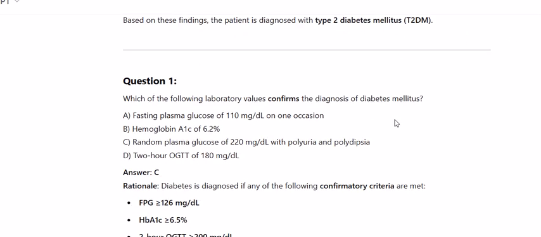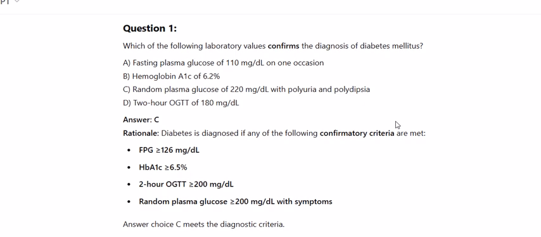Question 1. Which of the following laboratory values confirms the diagnosis of diabetes mellitus? A. Fasting plasma glucose of 110 mg per deciliter on one occasion. B. Hemoglobin A1c of 6.2 percent. C. Random plasma glucose of 220 mg per deciliter with polyuria and polydipsia. D. 2-hour OGTT of 180 mg per deciliter.